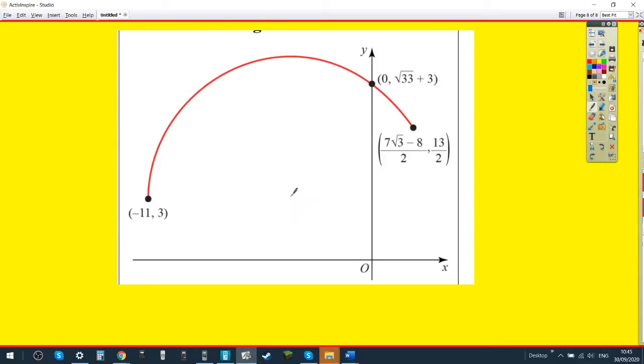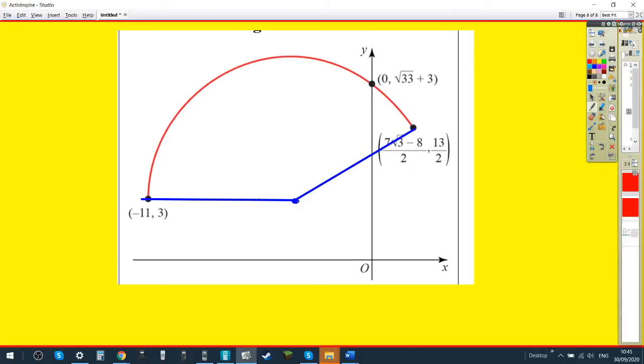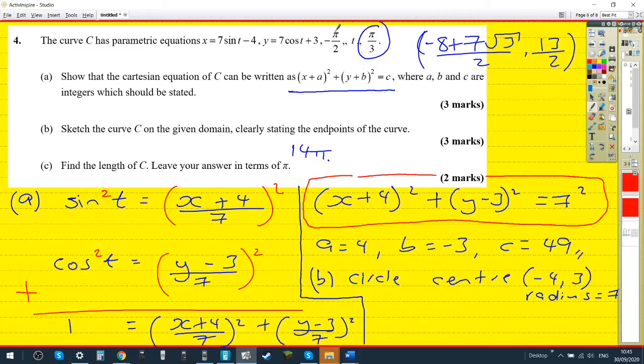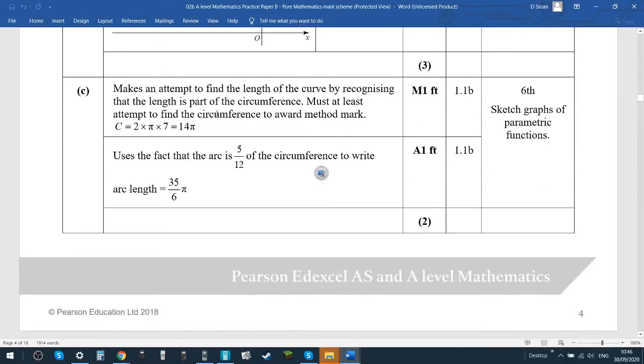So this would have made a full circle. The center is minus 4, 3, so it's about there. And so theta, I'll use blue. So theta is the angle here. This is 7, this is 7. Is there some easy way to find this arc length from minus pi over 2 to pi over 3? So 14 pi is here. The arc is 5/12ths. So it's 14 pi times 5/12ths.